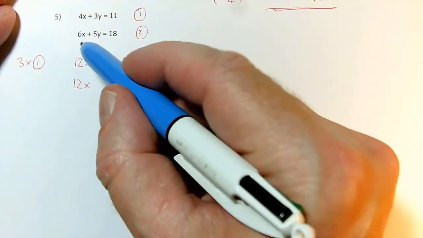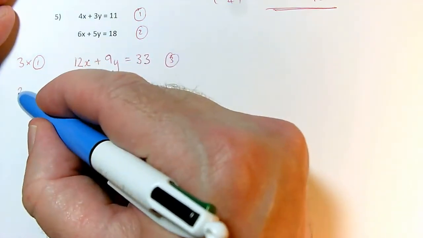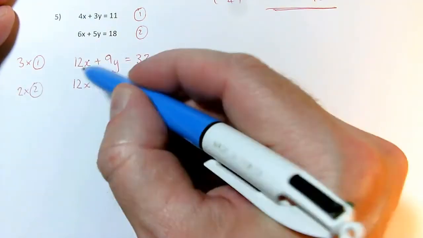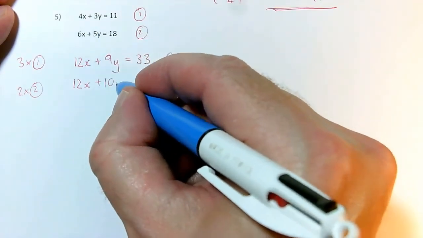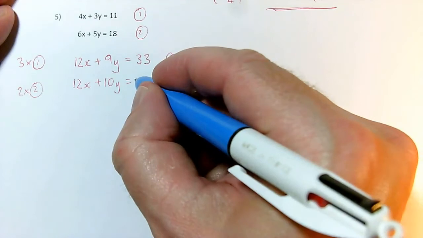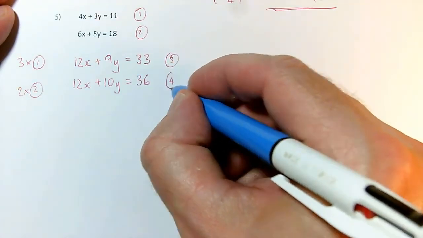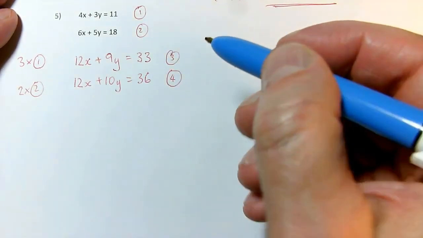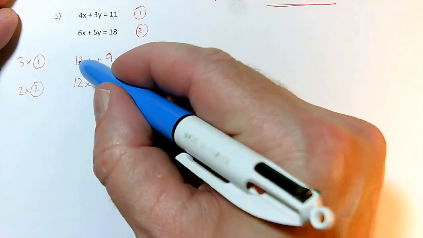Okay, and then I'm going to find out how to get 12x from this. Well, 6x, I need to double it. So I need to do 2 times equation 2. That will give me 12x. When I double the 5y, I'm going to get plus 10y equals, and when I double the 18, I'm going to get twice 18, which is 36. Call that equation 4.